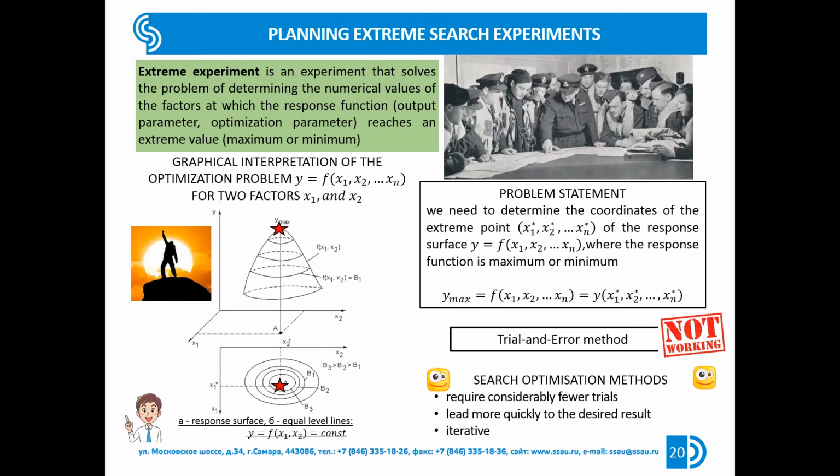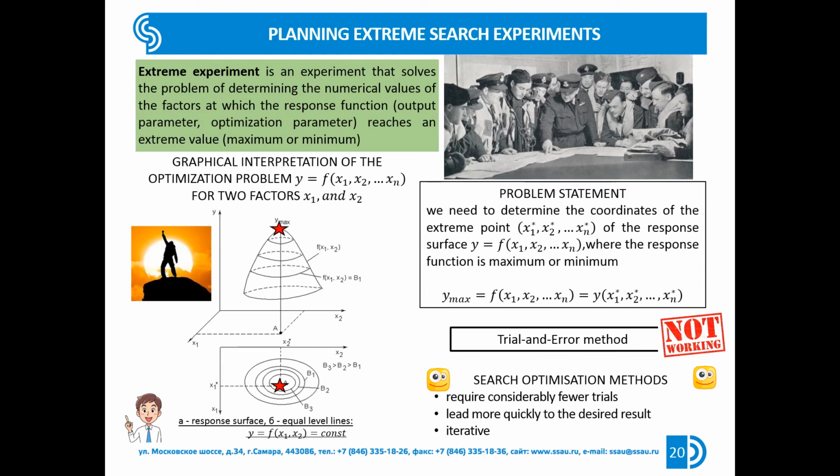An experiment that solves the problem of determining the numerical values of the factors at which the response function, output parameter and optimization parameter reaches an extreme value, maximum or minimum, is called an extreme. An extreme experiment consists of solving an optimization problem and is formulated as follows.